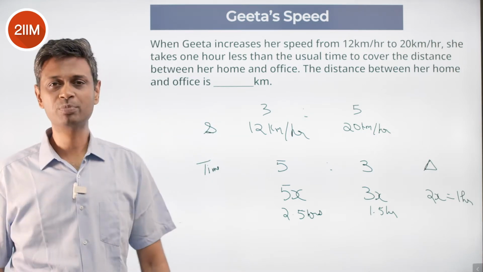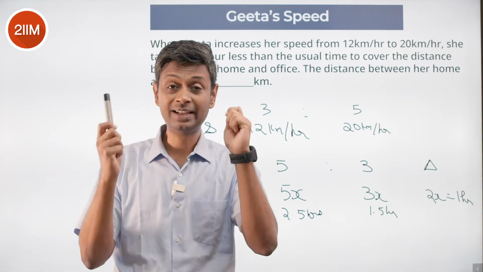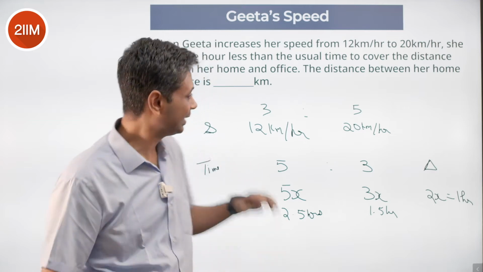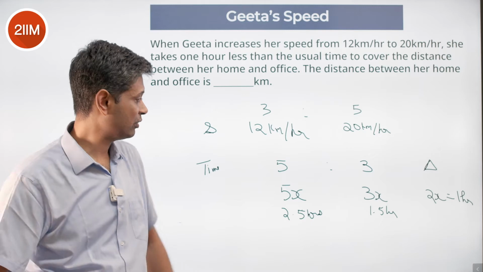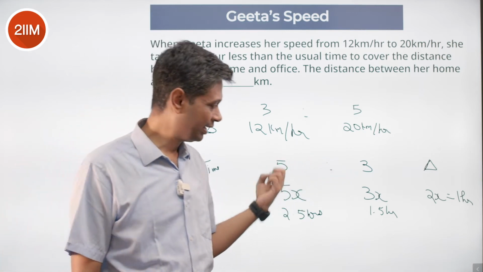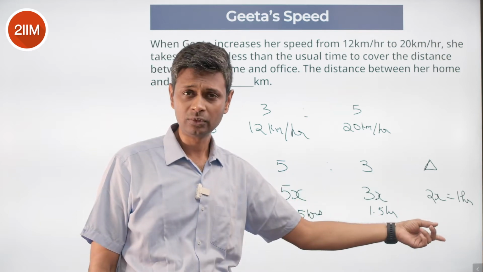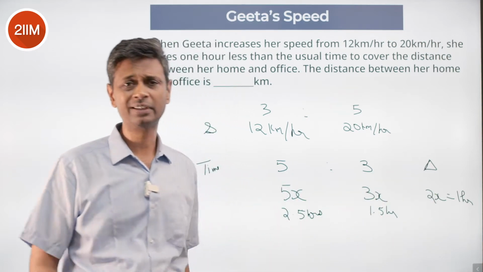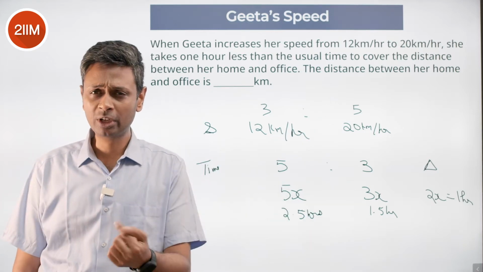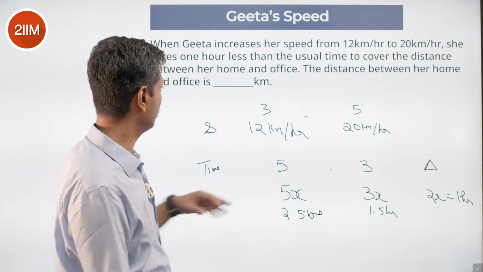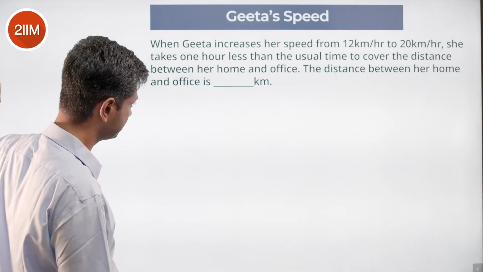If distance is the same, speed into time is speed into time. That means if speeds are in the ratio A is to B, times have to be in the ratio B is to A. Ratio of the speeds is 3:5. Ratio of the time should be the other way around, 5:3. This is 5x and 3x. That means the difference is 2x. The difference is 1 hour. This is 1.5 hours, this is 2.5 hours. Distance is 20 kilometers per hour into 3 by 2 hours, 30 kilometers. Super straightforward question. Should be looking at these and killing them.